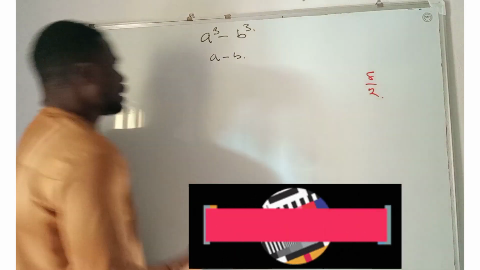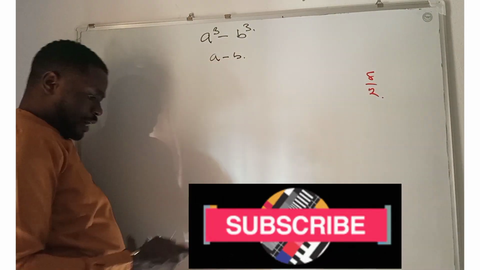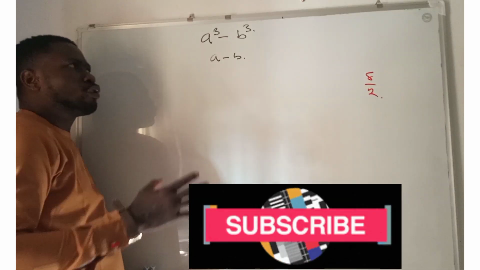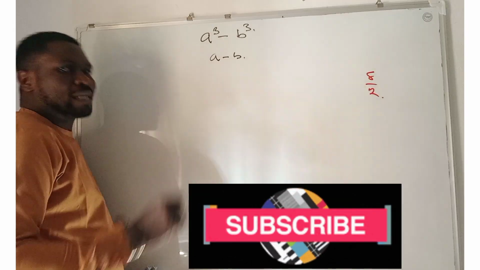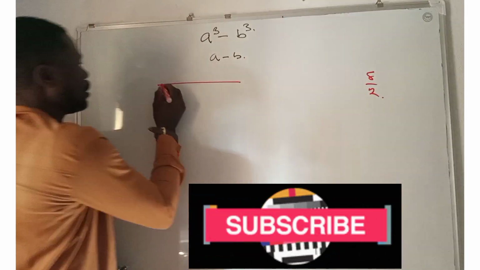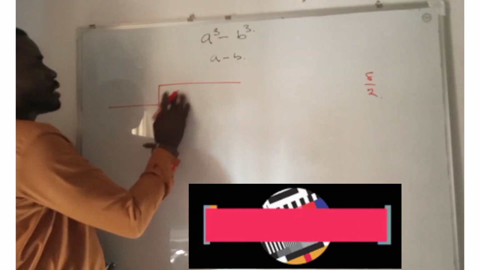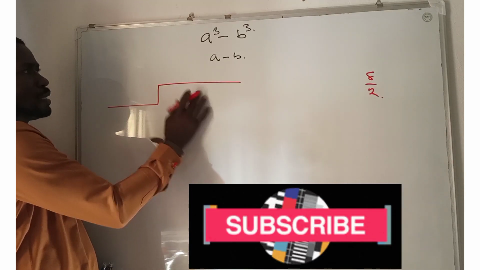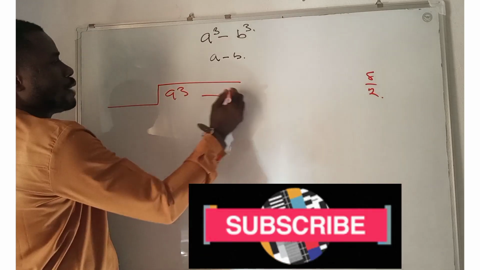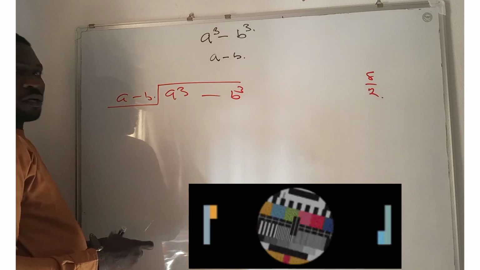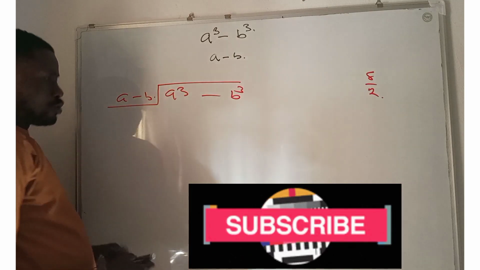Now, it means therefore that a minus b, for it to be a factor of a cube minus b cube, should divide a cube minus b cube with a remainder of 0. Now, let's see if that is true. If I write this, of course, my dividend has to be a cube minus b cube, while the divisor a minus b has to be here. So we'll try to divide now.